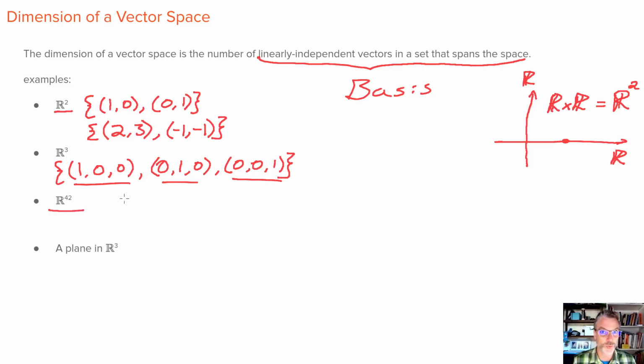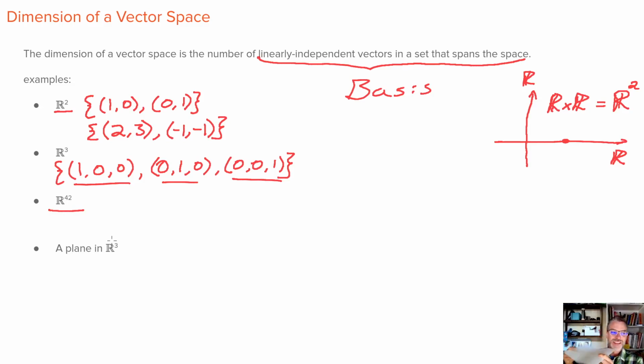R42, that's 42 copies of real numbers. You could, again, write out a basis. The standard normal one would be 1, 0, 0, 0, 0, 0, 0, all the way up to 42 entries in that vector. But it works in the same way as these simpler examples. That's my point here.